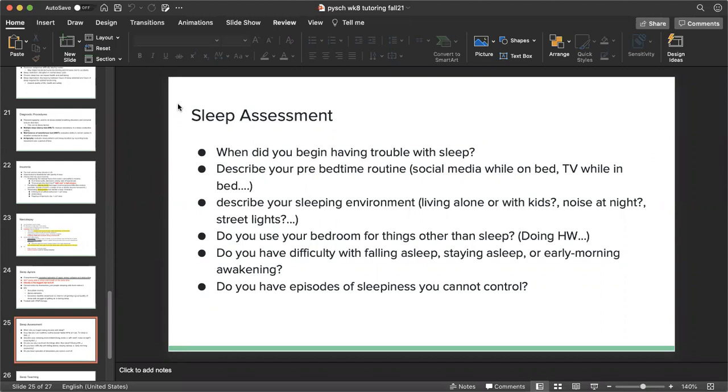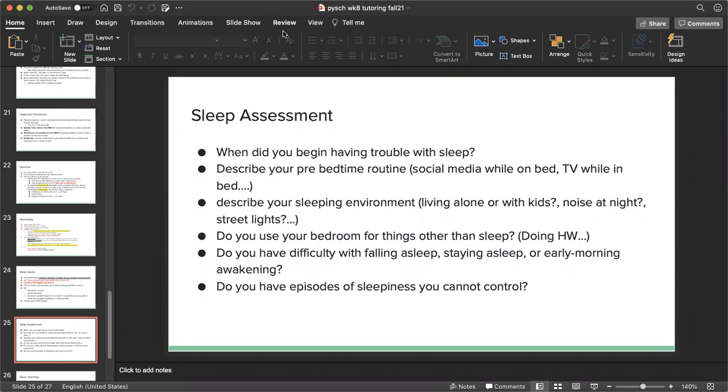Describe your sleeping environment. Are you living alone or do you have kids? Is there a lot of noise at night? Are there street lights shining into your room? Things like that. Do you use your bedroom for other things besides sleep? Like doing homework, studying, maybe somebody exercises in their bedroom. Do they work in their bedroom, you know?